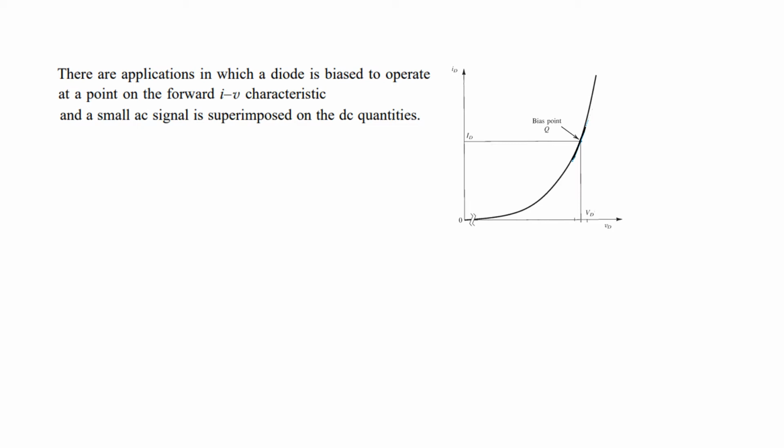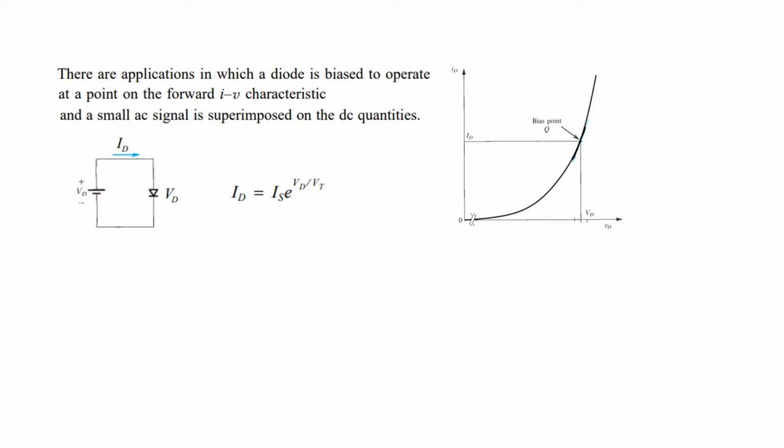Now what we're saying here is that there are applications in which a diode is biased to operate at a point on the forward IV curve. So this is the IV curve, and we choose a point where the diode will operate, and this is chosen by the voltage VD and the corresponding current ID. As you can see from here, if this is the circuit, the voltage applied VD is the same as across the diode, so diode voltage is VD and current through this circuit is ID. So these 2 points will determine the operating point or the bias point.